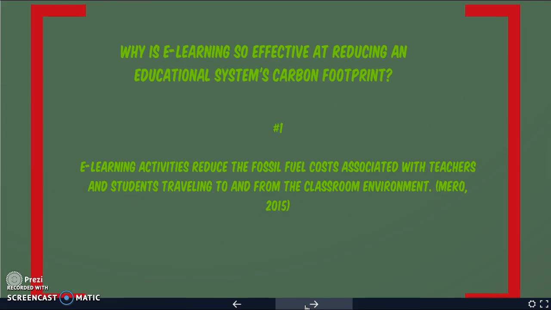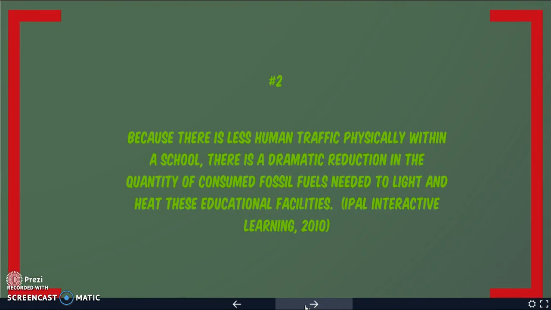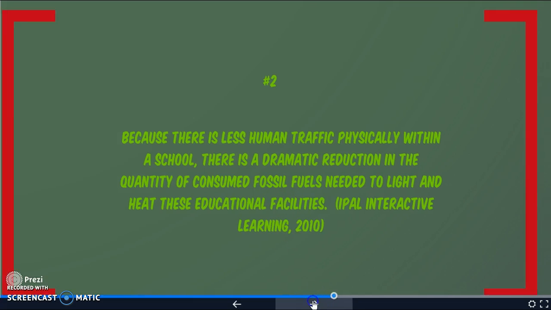Now, there are 3 ways that e-learning is effective at doing this. First of all is by reducing the fossil fuel costs associated with moving teachers and students back and forth to the classroom. So we're burning less fuel because we don't need to go to these classrooms anymore. The second reason it's helping the environment is because we are not heating and lighting these educational facilities as much, which again reduces our consumed fossil fuels, which then reduces our emissions of carbon dioxide and other greenhouse gases.